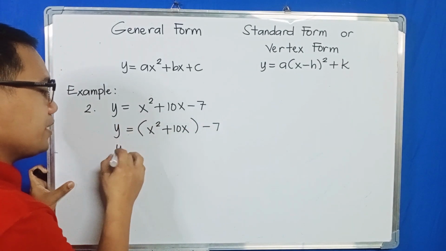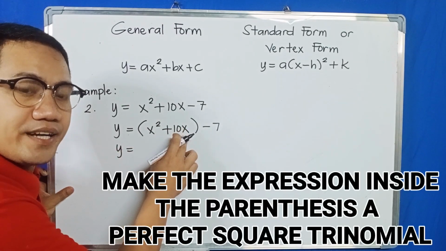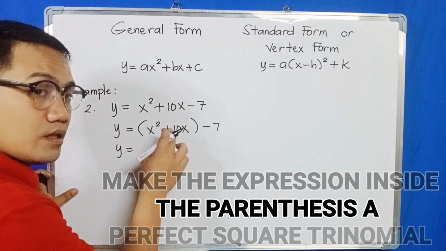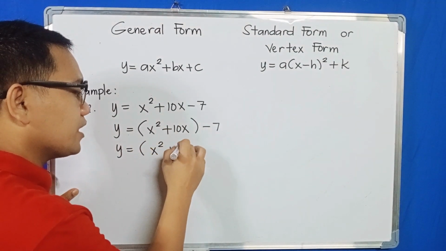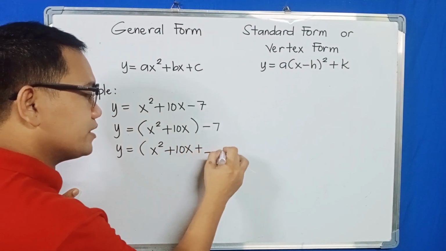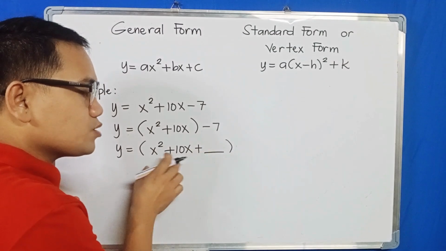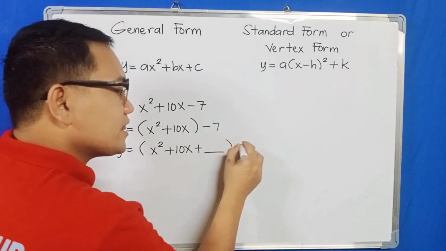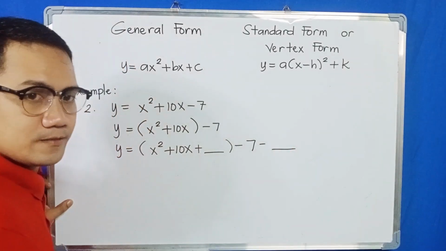Then, we will make this expression inside the parentheses a perfect square trinomial. This means we will add a third term to make it a perfect square trinomial. And whatever term is being added to make this a perfect square trinomial, we subtract it from our constant.